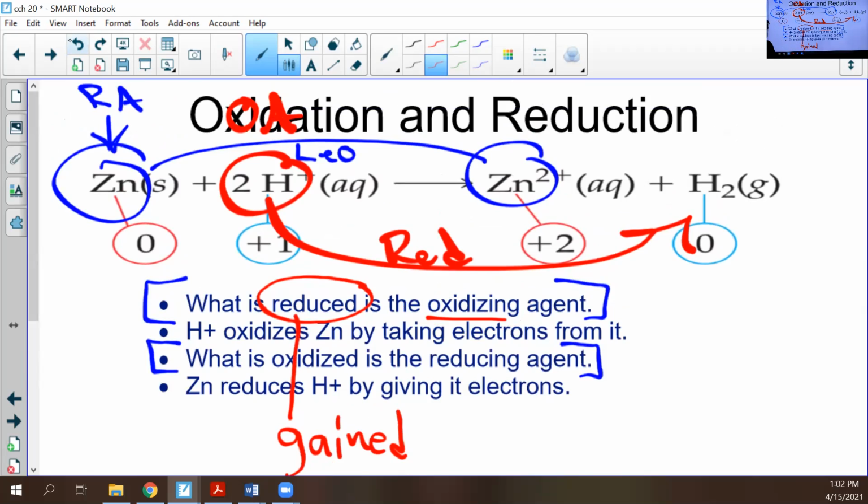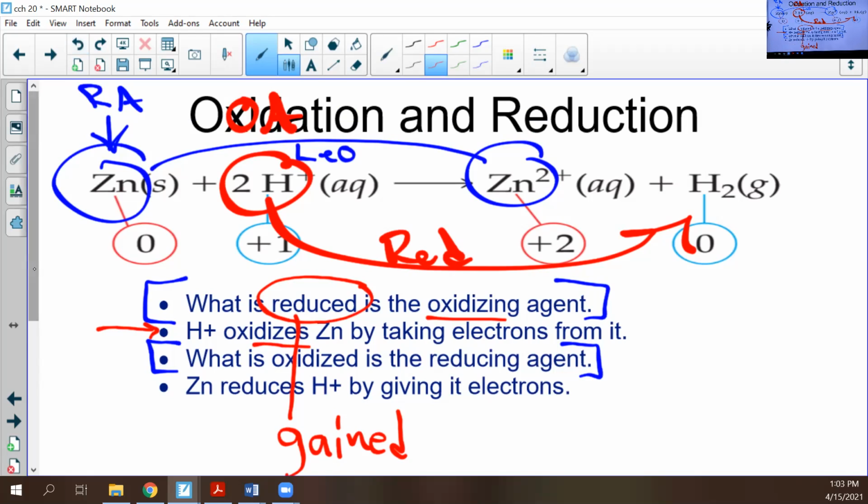If it was oxidized, then it's the reducing agent. If it was reduced, then it's the oxidizing agent. So H plus oxidizes zinc by taking electrons from it. It took it from it, so it was reduced, or it was the thing that caused oxidation to be possible. Zinc reduces H plus by giving it electrons. So it's just the way you look at it.